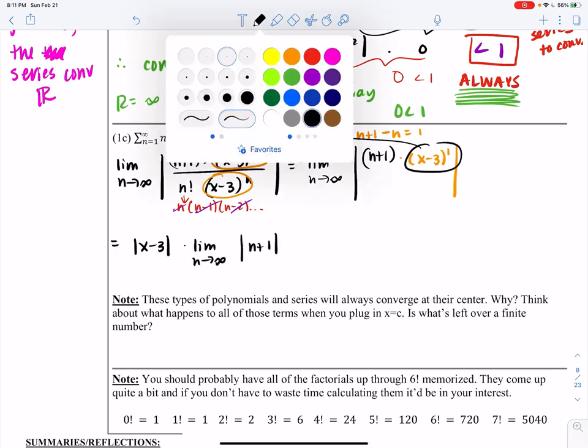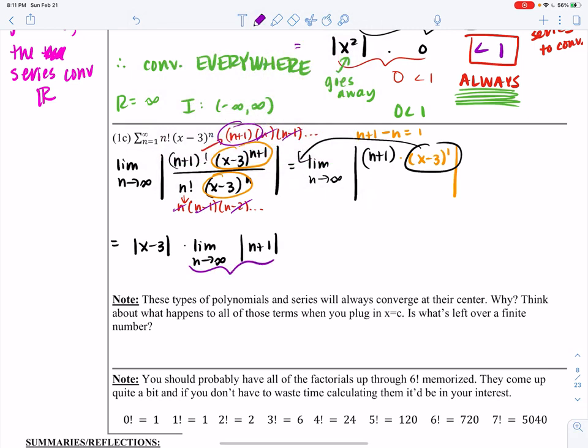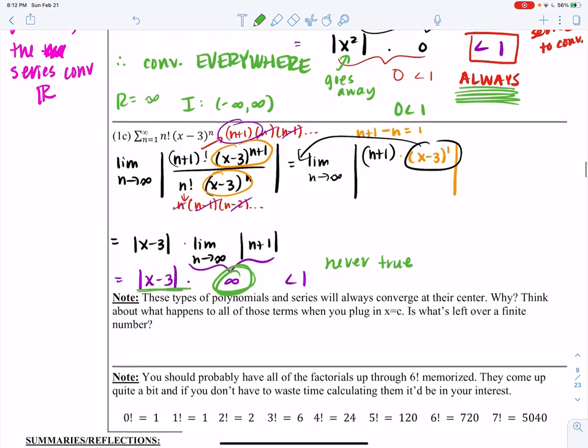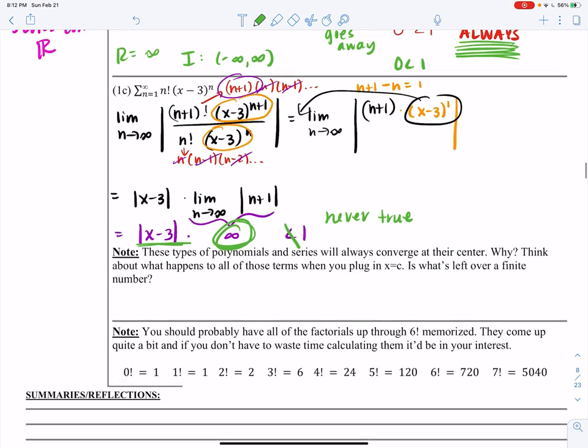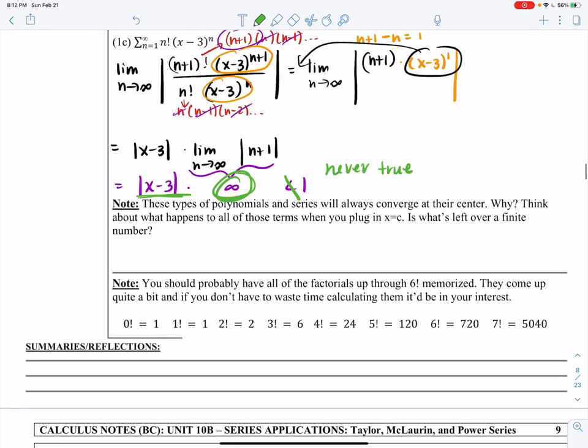Now I want you to actually take that limit. This limit is going to be infinitely big. And remember that our goal is to figure out when this is going to be less than 1. But how am I going to make something that is infinitely big less than 1? That's never true. So if I can't make something that is infinitely big, no matter what I multiply it by, less than 1, then this thing is never going to converge anywhere else but the center.